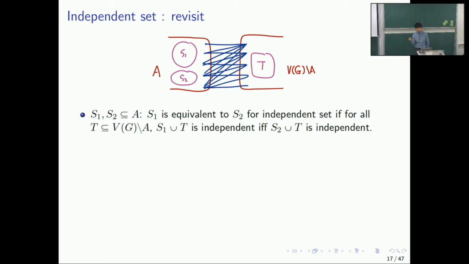What we can naturally define is an equivalence relation on the partial solutions. We say that S1 and S2 in the A part are equivalent for the independent set if, for every T on the right-hand side, S1 union T is an independent set if and only if S2 union T is an independent set. This is quite a natural definition. Since this is a nice equivalence relation, you can take at most one of the solutions in each equivalence class, right? You can take a maximum among them because you don't have to keep the others.